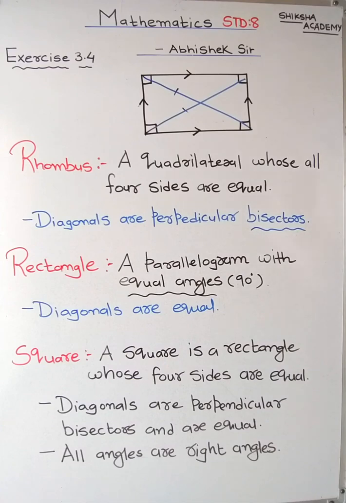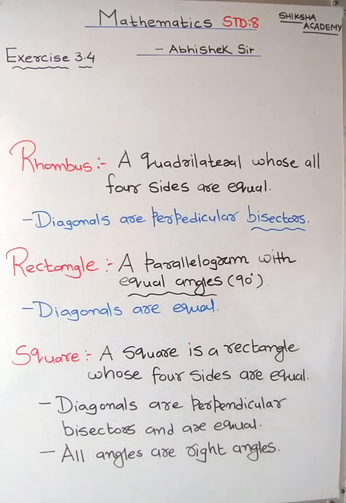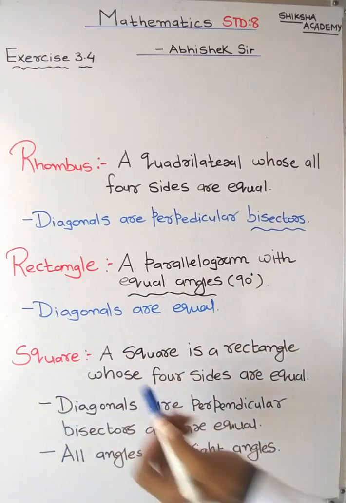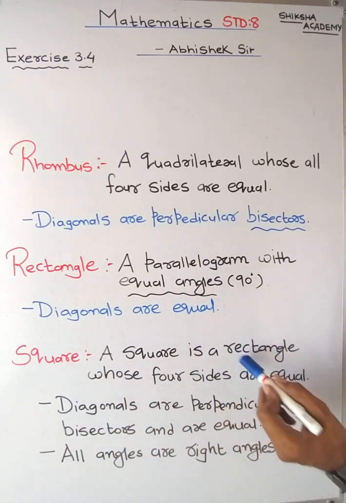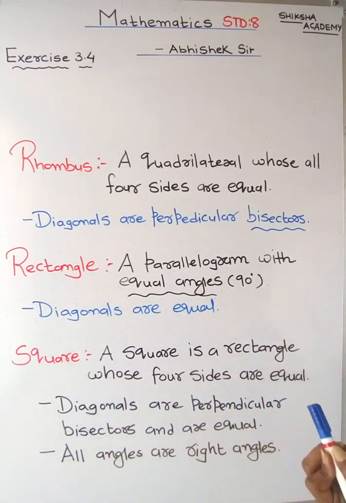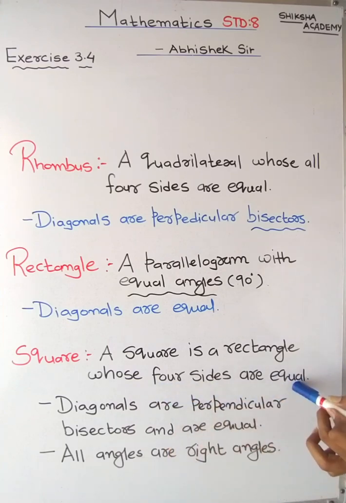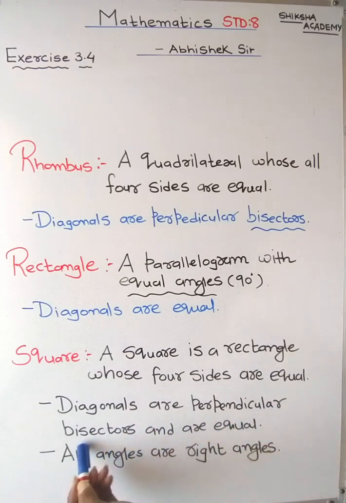Now moving on to the next one, that is the square. The square is the easiest of these special parallelograms. Everything will be equal, so the word equal will be a hint for square. A square is a rectangle, so obviously a square will fulfill the properties of a rectangle. Now a square has all four sides equal. Clear? So four sides equal, it is a parallelogram. Diagonals are perpendicular bisectors and all the angles are right angles.